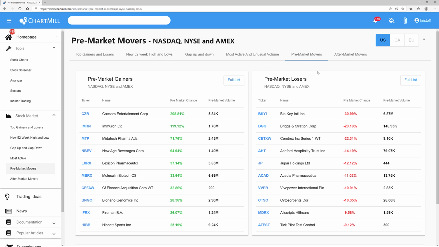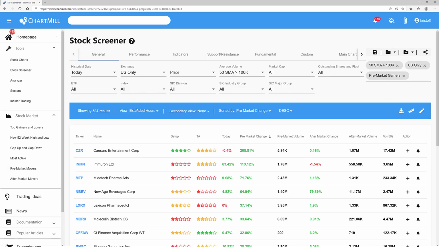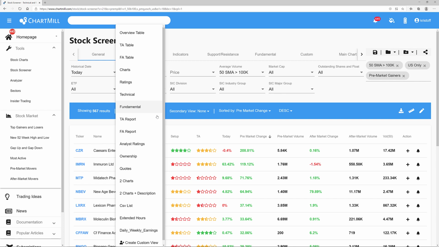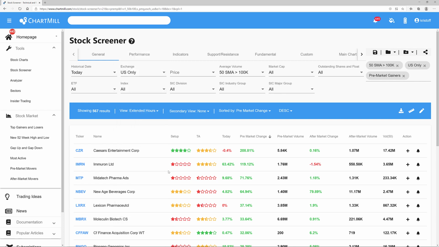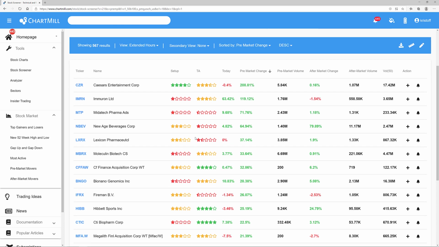If you press this button, the list will be opened in the stock screener. Important: in regards to the pre-market movers, you can only choose the view Extended Hours. The interesting thing about this screen is the pre-market volume, especially if you compare this volume with the normal average trade volume measured over the last 50 days. It gives an instant picture of how popular a specific stock is.